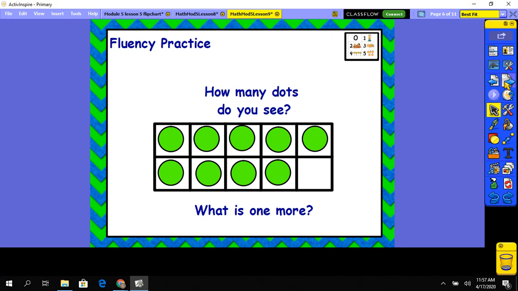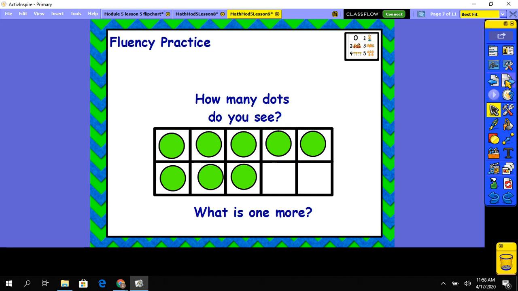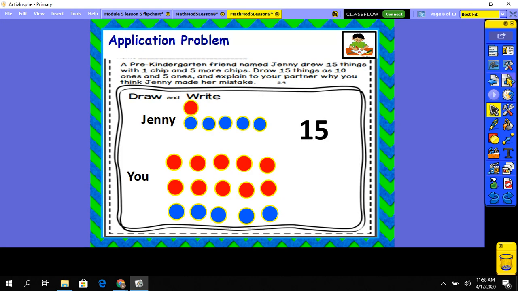How many dots do you see? 9. What's 1 more? 10. Great job. 9, 1 more is 10. How many dots do you see? 8. 1 more is 9. Excellent job. Now let's look at our story problem for the day.